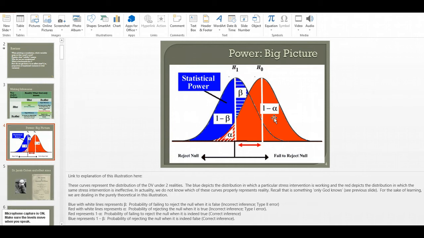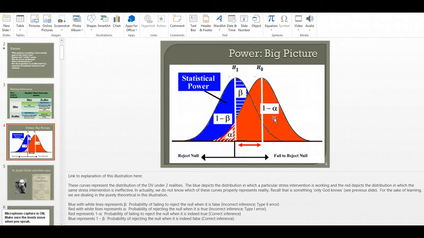On the x-axis, we have our decision point, so we have set our alpha at a certain level. As you can see, the alpha is the red area with the white stripes. And remember, alpha is the probability of rejecting the null hypothesis when the null hypothesis is true. So it's an incorrect inference. It's type 1 error from the last slide.